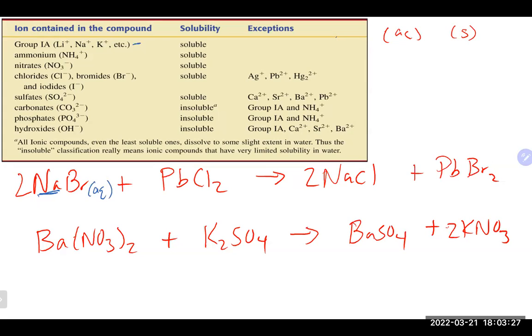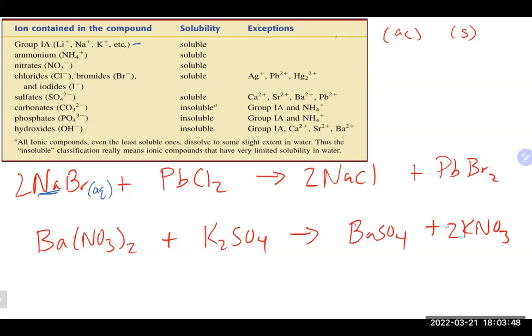If you wanted to, in this case, you could look at the bromide as well. And if we look at the table, we see bromide is soluble in everything except for silver, lead, and mercury 1. In this case, that's not silver, lead, or mercury 1. So again, they both agree with each other that it should be soluble. Any questions on that there?